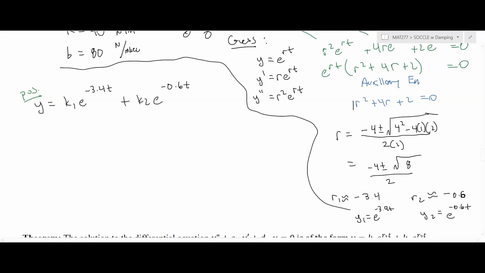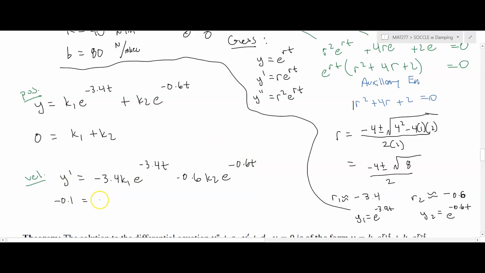So this is my position, and the story is the same. Position means we need to look at the initial position, which is 0. When we plug in 0 for t, the beauty of working with exponentials is this is just going to become k1 plus k2. Now for the velocity function, the derivative of this is negative 3.4 k1 e to the negative 3.4t minus 0.6 k2 e to the negative 0.6t. And we know that this is negative 0.1. This gives us negative 3.4 k1 minus 0.6 k2. This is the system of equations that we need to solve.